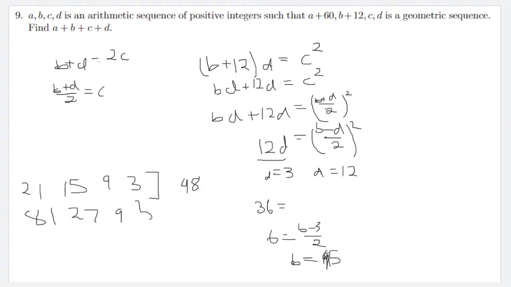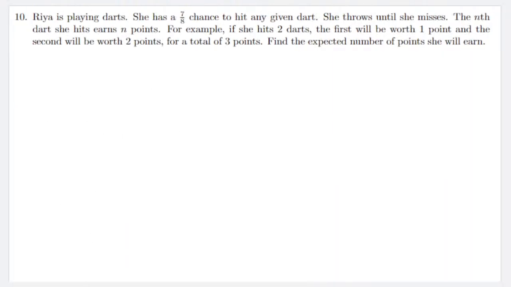Okay, moving on to number 10. So Ria is now playing darts, and she has a 7/8 chance to hit any given dart. She throws until she misses, and the nth dart she hits earns her n points. So if she hits 2 darts, the first will be worth 1 point, and the second will be worth 2 points, for a total of 3 points. So find the number of expected points she will earn.